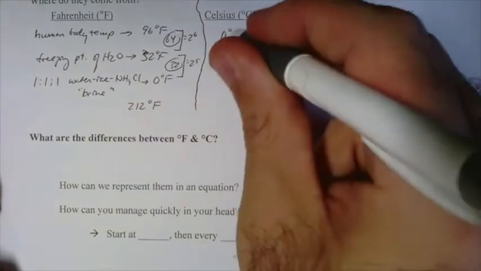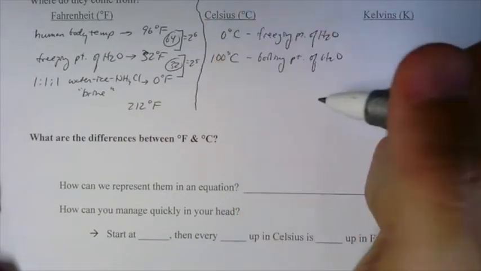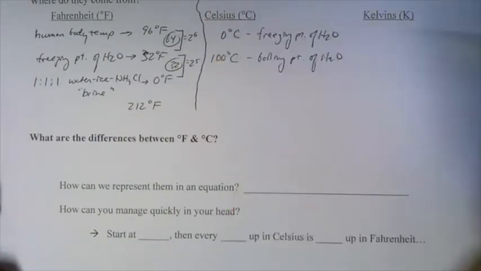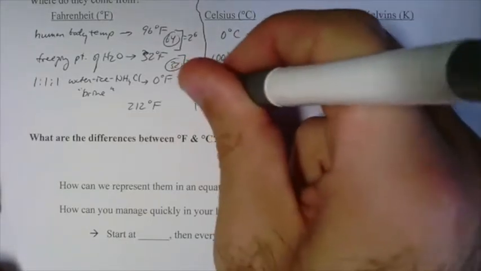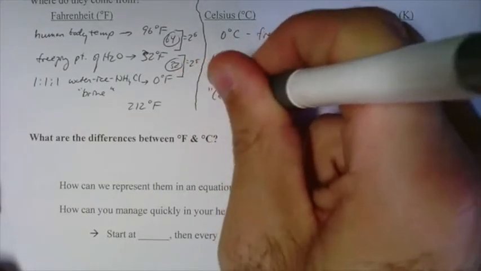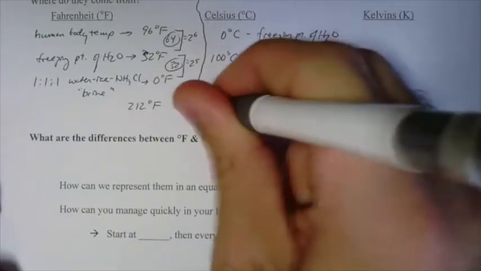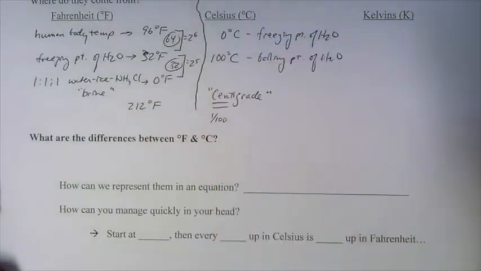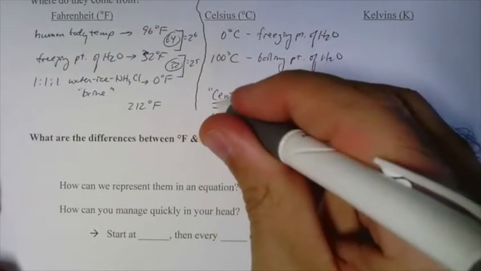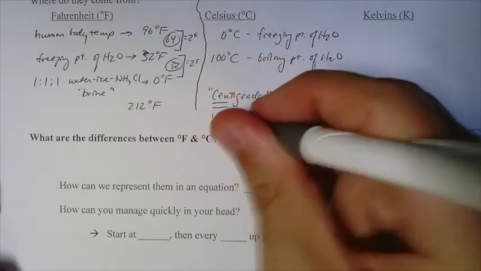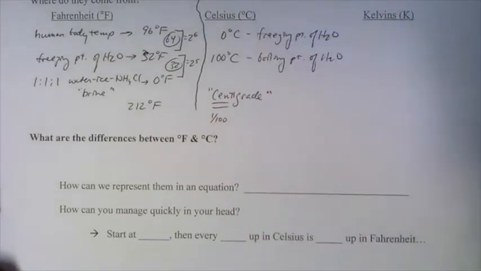Now, because of the fact that it is 100 gradations, 100 markings between 0 and 100, between freezing and boiling point, Celsius is also frequently referred to as centigrade. So take a look again at that 1/100th right there. Every degree Celsius is 1/100th the distance between freezing and boiling water.